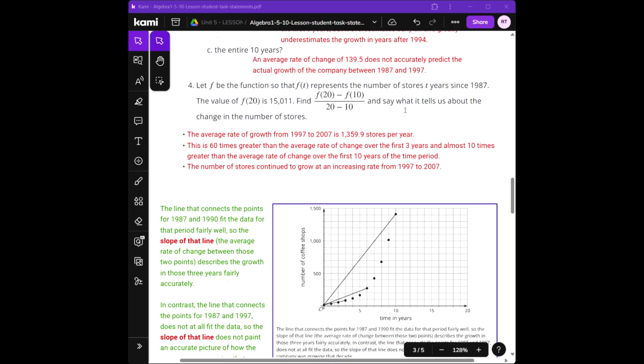Okay, so the average rate of growth is about 1,359 stores per year. This is 60 times greater than the average rate of change over the first 3 years and almost 10 times greater than the average rate of change over the first 10 years. Okay, and the number of stores continued to grow at an increasing rate from 1997 to 2007.